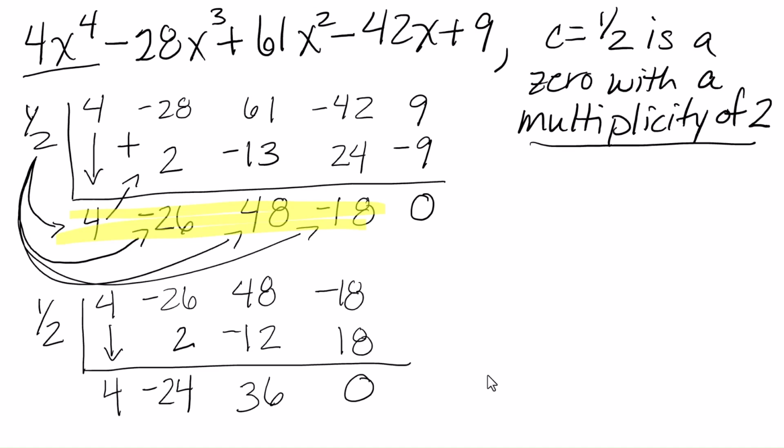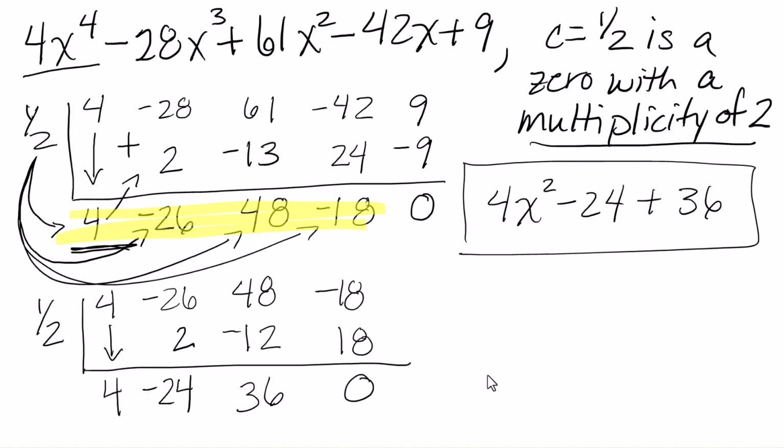We started with 4x to the fourth. Our first synthetic division reduced it down to 4x to the third. Our second synthetic division reduced it down to 4x squared. You are left with a quadratic. You can use whichever method you choose to solve the quadratic to find the two remaining x-intercepts. You could factor, or you could use the quadratic formula. That's how you would find the remaining two zeros of this polynomial function.